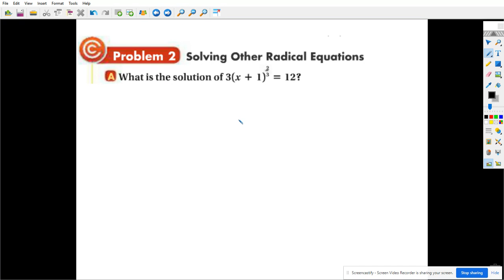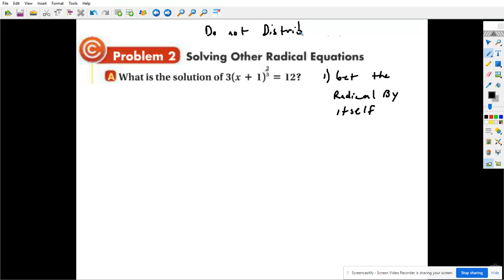Okay, so now if you have a radical equation that looks like this, and I have an exponent that's written as a fraction, I'm going to do the same thing. I want to get whatever's being raised to the exponent, or get the radical by itself. Again, a fractional exponent is just a radical. So I need to move this 3.